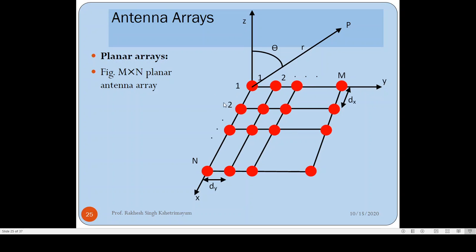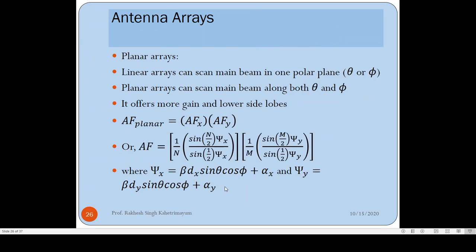Now you can also find the array factor for this kind of planar antenna array. You are assuming these red dots are Hertzian dipoles. The distance between the antennas in the x direction is dx, and in the y direction is dy. Basically, you find the array factor for the x element array, and you also find the array factor for the y element array. You multiply those two, and you get the array factor for the planar antenna array we have considered.